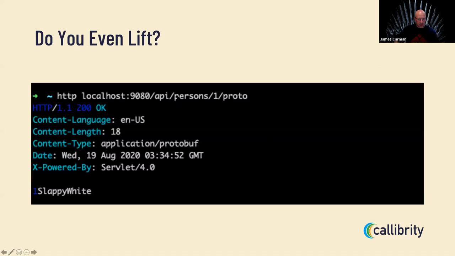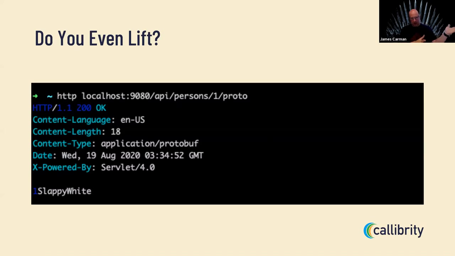So we call the person/proto. Again, we get a 200 response. The response type is application protobuf. And we can see that Slappy White is returned. Technically, protobuf, like I said, is a binary protocol, but it spits out the information in a readable enough form that we can actually just see that it's working. But typically you won't do this. Now, protobuf is one of those things that I would recommend in between services.